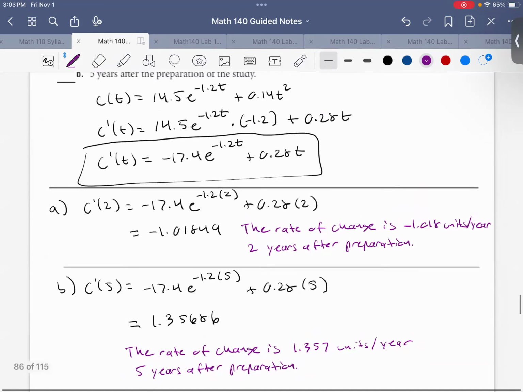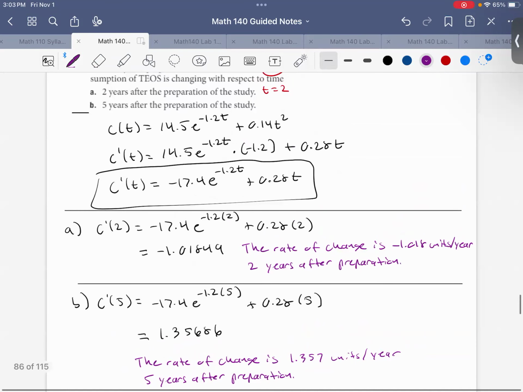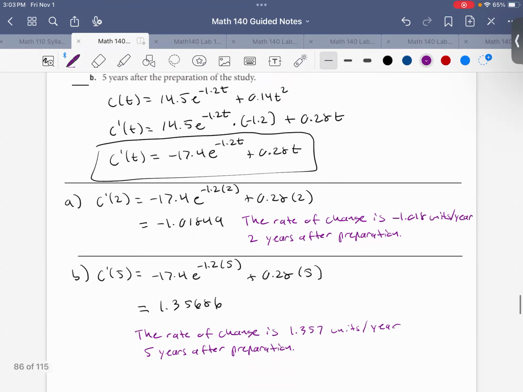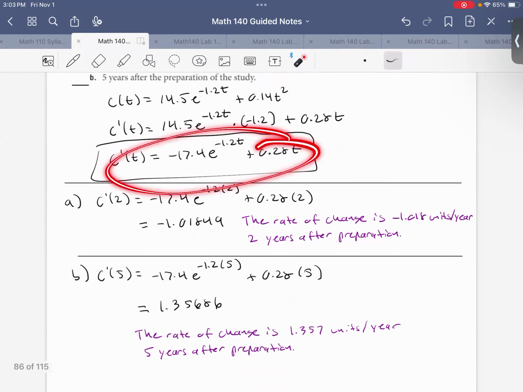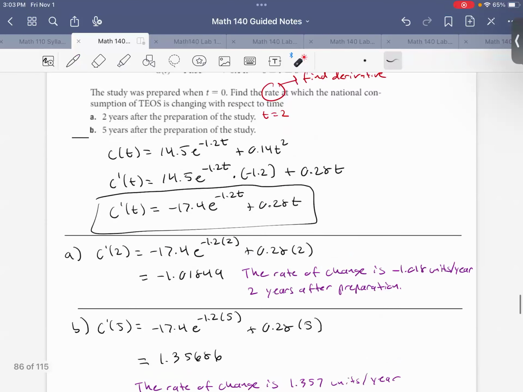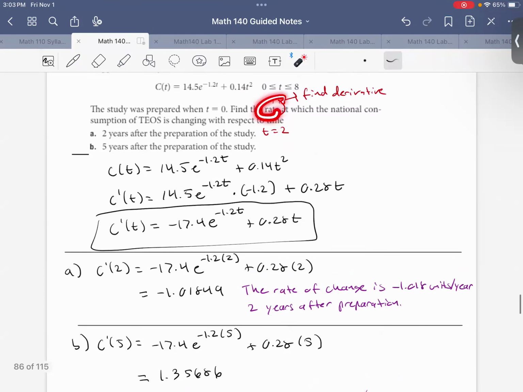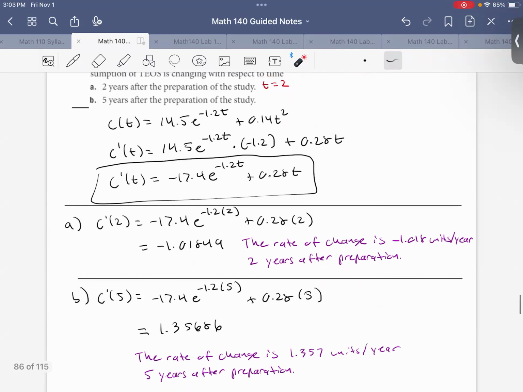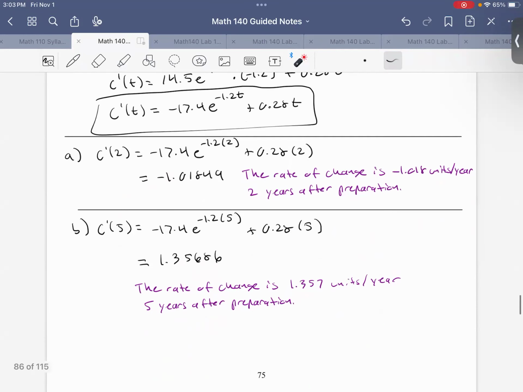So this is an example of us using a derivative and an exponential function to calculate an application problem. So the hard part is always finding the derivative. But if you understand that you can find the derivative by the question, meaning rate, finding derivative, and then plugging in your time values, you should end up with the correct answer. But that's it for this section about derivatives of exponential functions.